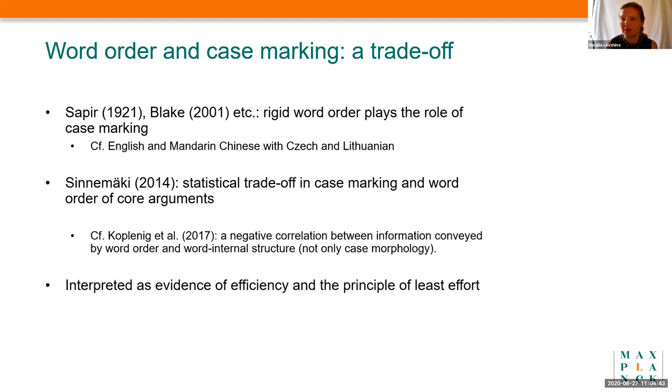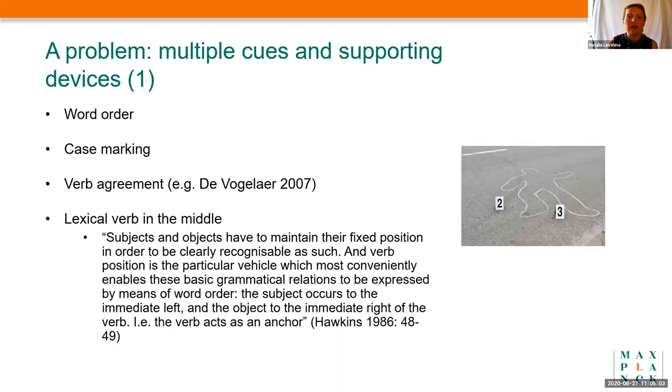And it has been shown by Kausinimaki that there is a statistical trade-off in case marking and word order of core arguments, and there are other corpus-based studies. So this has been interpreted as evidence of efficiency and the principle of least effort. Now, one problem with this is that actually word order and case marking are only two types of cues that help us understand who did what to whom.